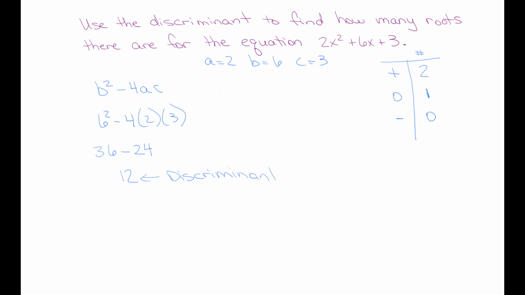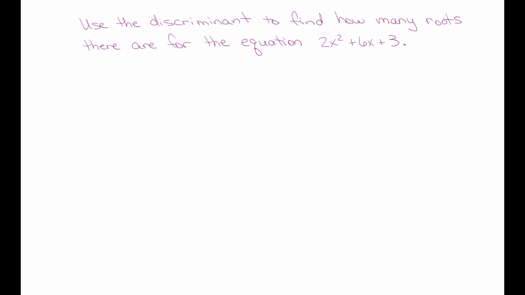Since the discriminant is a positive number, you're going to have 2 real roots. And that means that it crosses the x-axis at 2 different places. So that is my answer.